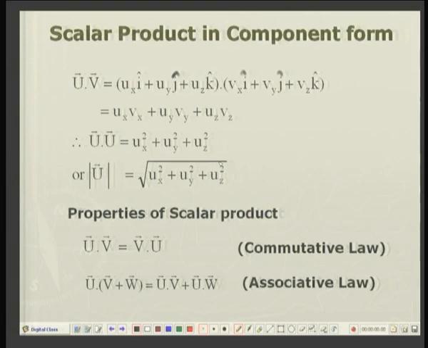As before, let us have a look at the properties of scalar product. First of all, the order does not matter. u dotted with v is equal to v dotted with u, that is the commutative law for vectors holds. And similarly, the distributive law: u dotted with the sum of two vectors v plus w is equal to the sum of the products of u with v and u with w, that is u dotted with v plus u dotted with w. These are very useful and very simple properties of the dot product.